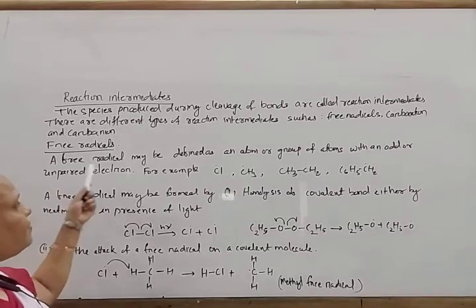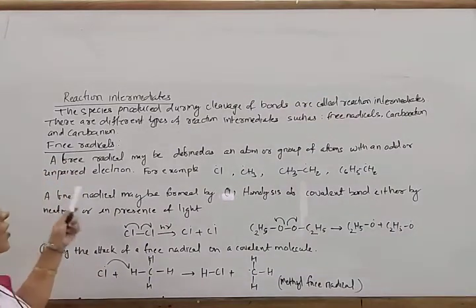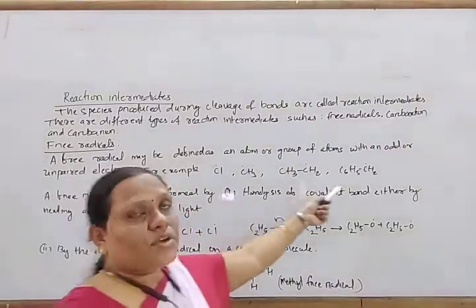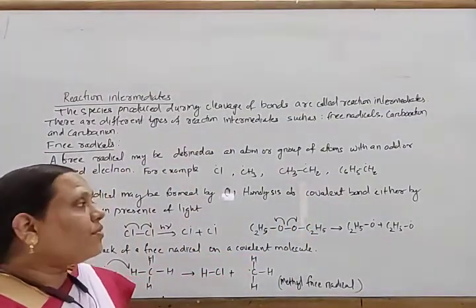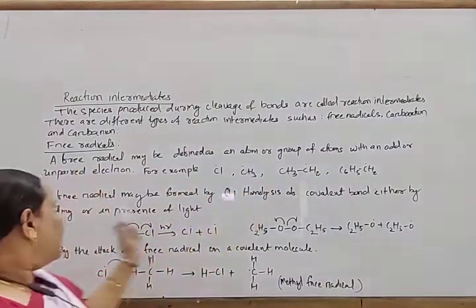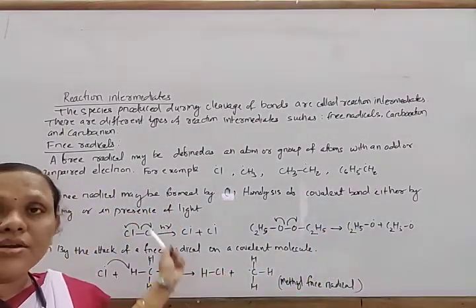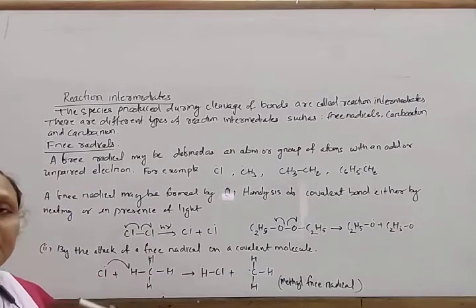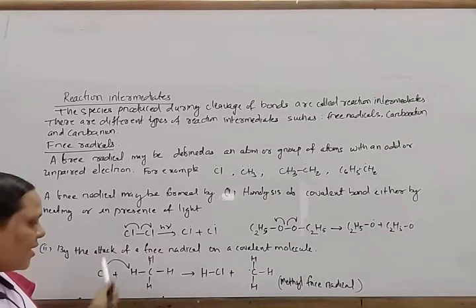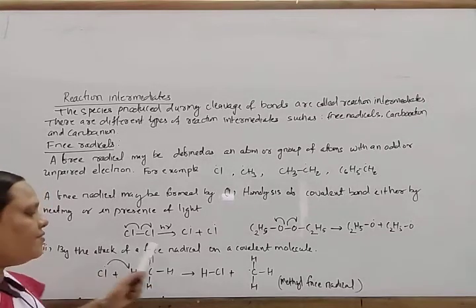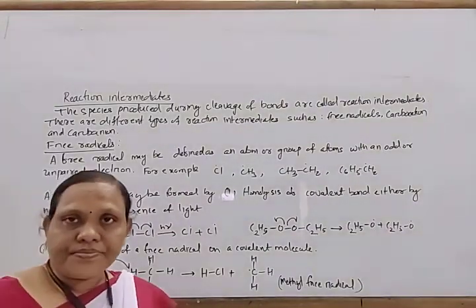So free radicals. A free radical may be defined as an atom or group of atoms with an odd or unpaired electron. So these are some examples of free radical. One unpaired electron is due to equal breaking of a bond. This forms a free radical. So a free radical may be formed by the homolysis of a covalent bond either by heating or in presence of light or in presence of a free radical initiator. Suppose one free radical is there, then it attacks another covalent bond. Then it forms another free radical. So in this way free radicals are generated. Okay.